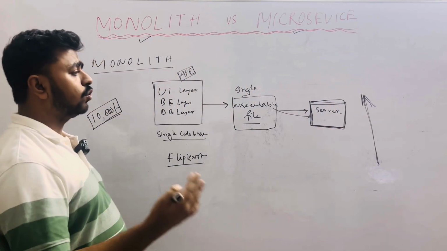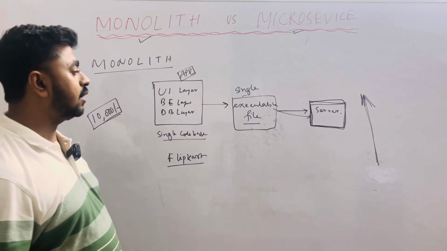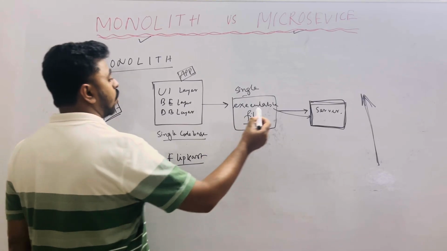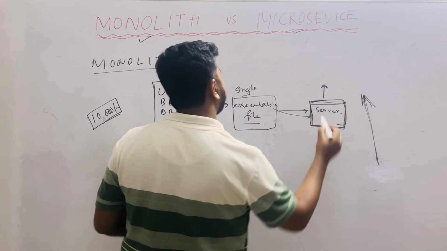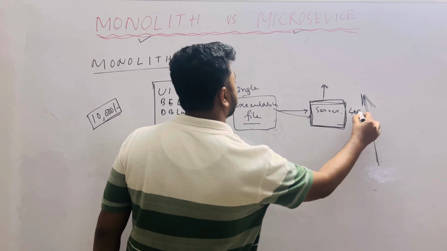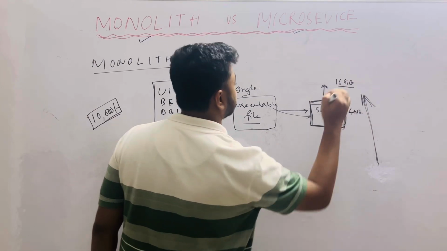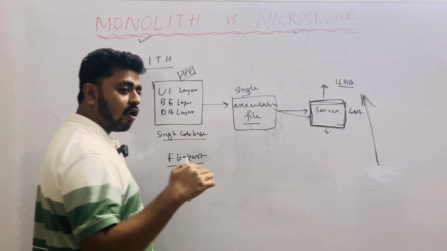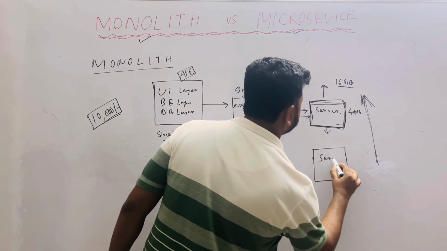So what do you need to do? You need to adopt scalability. There are two types of scalability: horizontal scalability and vertical scalability. For this case, we can increase the server limit. Earlier the server maybe had 4 GB RAM, and you increase the server memory to 16 GB RAM. I'm just assuming. Instead of that, if you want to opt for horizontal scalability, you have to add another server.